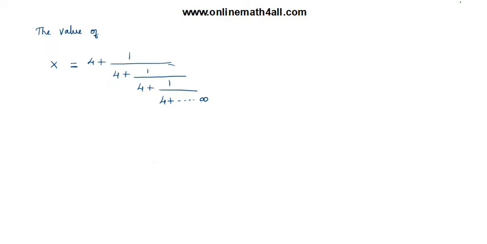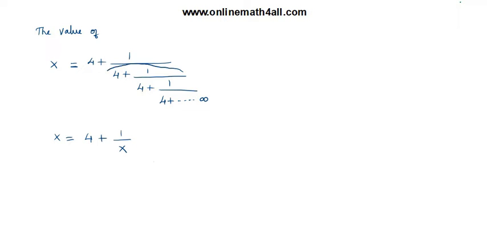By our assumption, it is very clear that whenever we have a numerical expression in the form 4 plus 1 by 4 plus 1 by 4 plus, going on infinitely, we can substitute x for that. So here also we have the same pattern, and we can substitute x, because already we have assumed that whenever we have such a pattern, its value is just x. So for this we can substitute x, then we will have x is equal to 4 plus 1 by x.